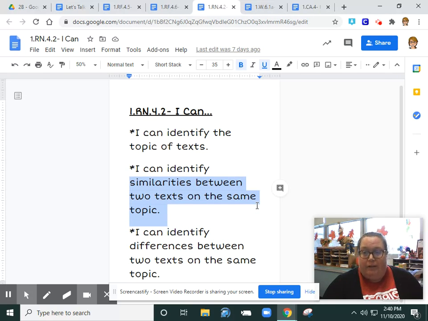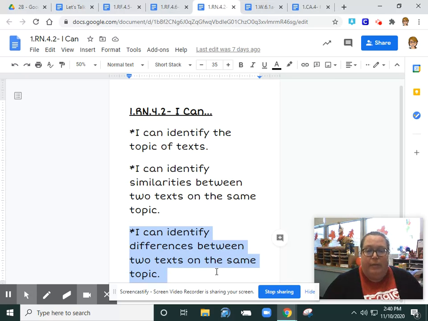We're going to compare two stories that are the same, or two texts that are the same. We're also going to find differences between two texts that are the same. So we might think they're all completely the same, but we're going to pick out things that are different about them also. Okay? So we're going to just talk about how two texts are the same and how they're different. That is basically that one.